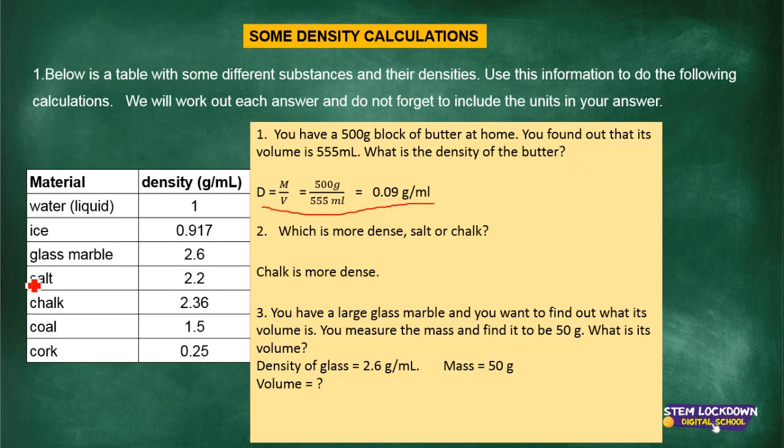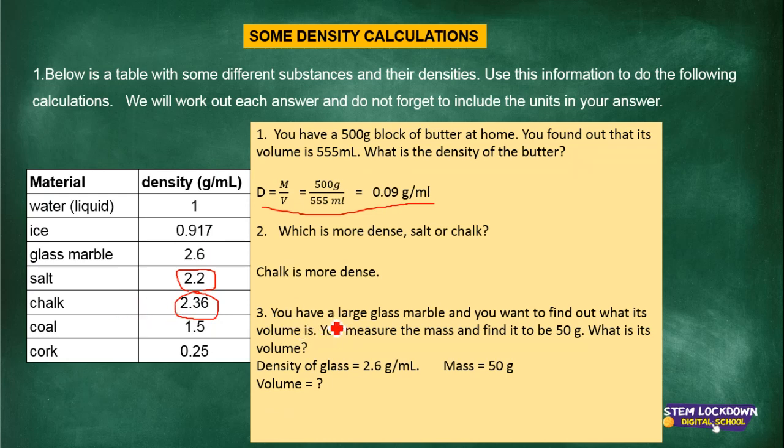the table here, which substance material is more dense? Is it the salt or the chalk? So we look at the calculations of the chalk, and then we look at the density calculation of the salt, and we see that the chalk is higher, so that is more dense.